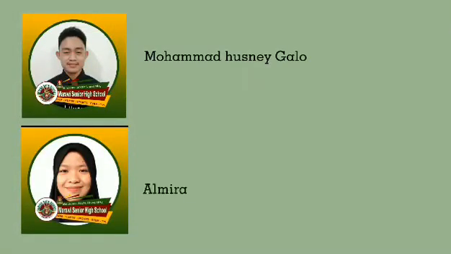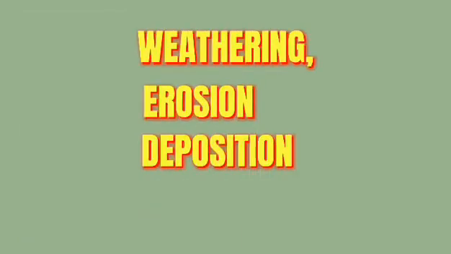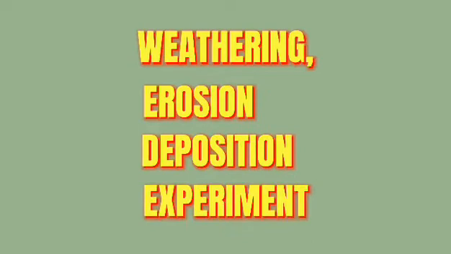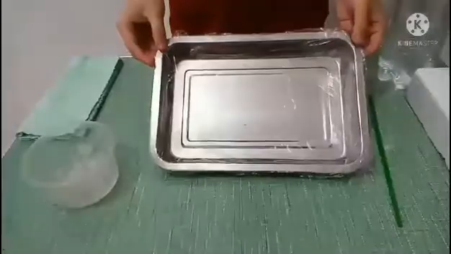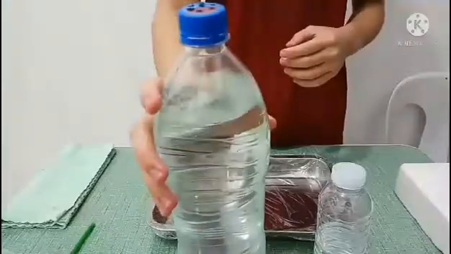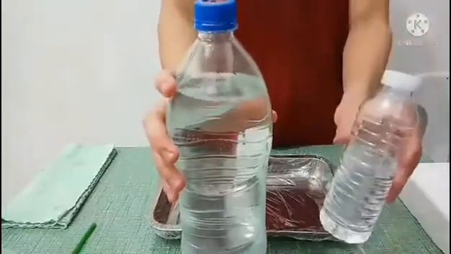I'm Almira Lacson. Together we are going to discuss and complete the weathering, erosion, and deposition experiment from Lesson 4, Exogenic Processes. For the experiment, we will need a sheet pan, a straw, ice cubes, a can, and a pitcher of water.